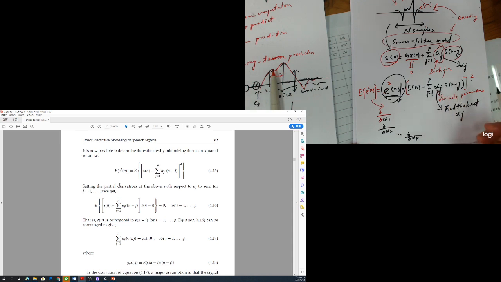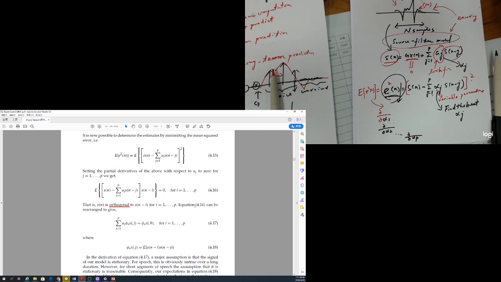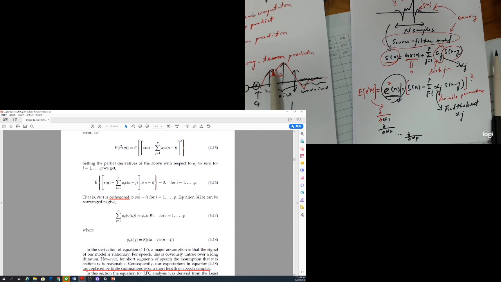Based on your variable, we take the partial derivative, so that equation 4.15 becomes 4.16. The 2 comes down and goes inside the term here. We take the derivative, and you can see there is only one variable here, so we have a p equation. You can see i equals 1 to p, and then you change the symbol here.